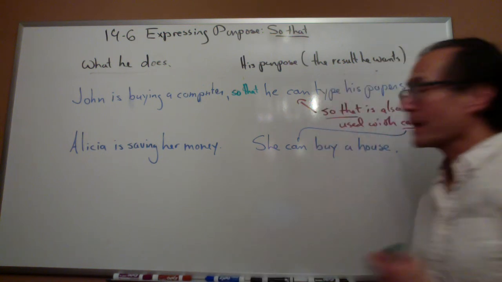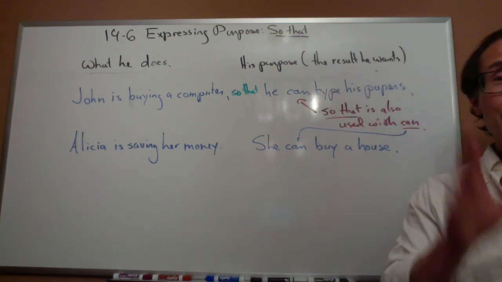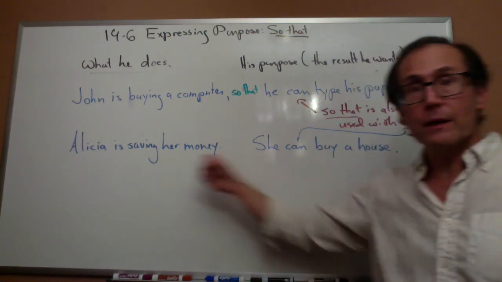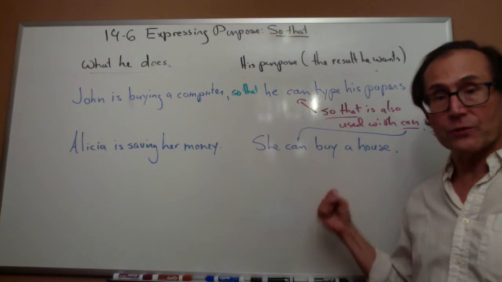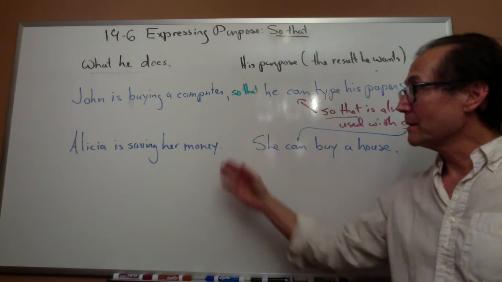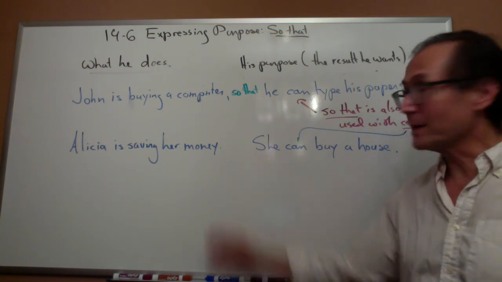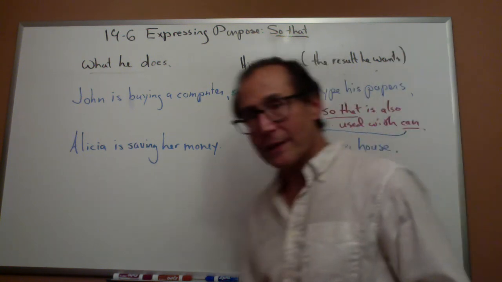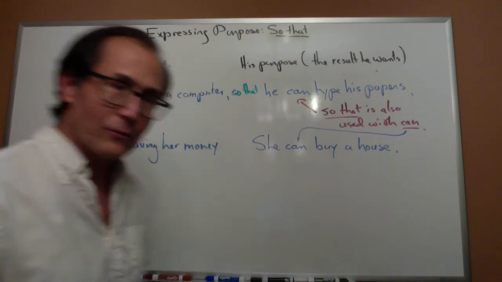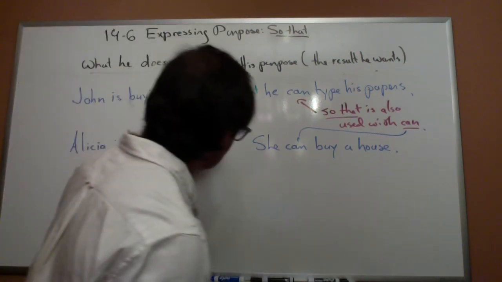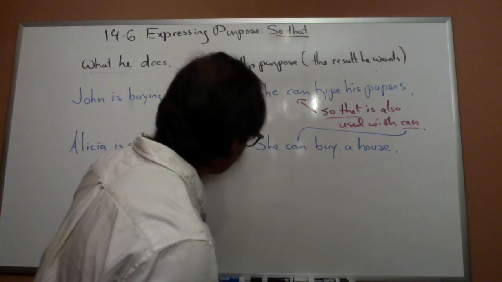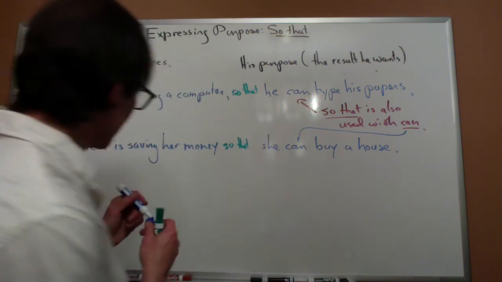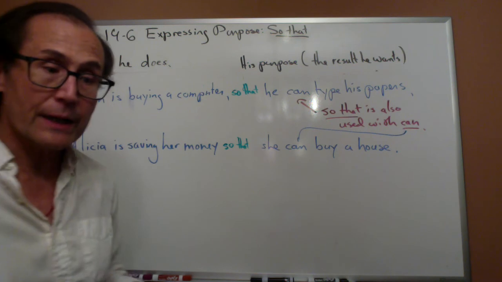And again, so that can be used with can. So again, I think this is pretty straightforward, but please do this. How do I show this is what Alicia is doing, and this is her purpose. This is the result that she wants. Would you please pause the video if you need to, but how do I connect those? Okay. I think you might not even have had to pause the video, right? I just say so that here. Okay. So Alicia is saving her money so that she can buy a house.